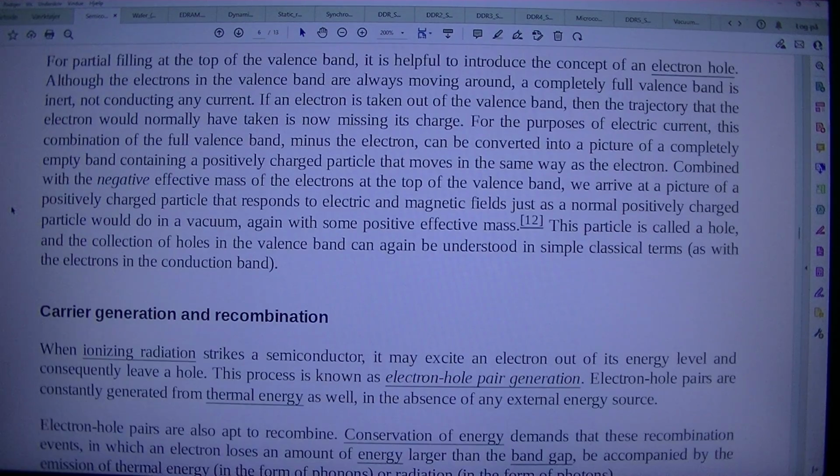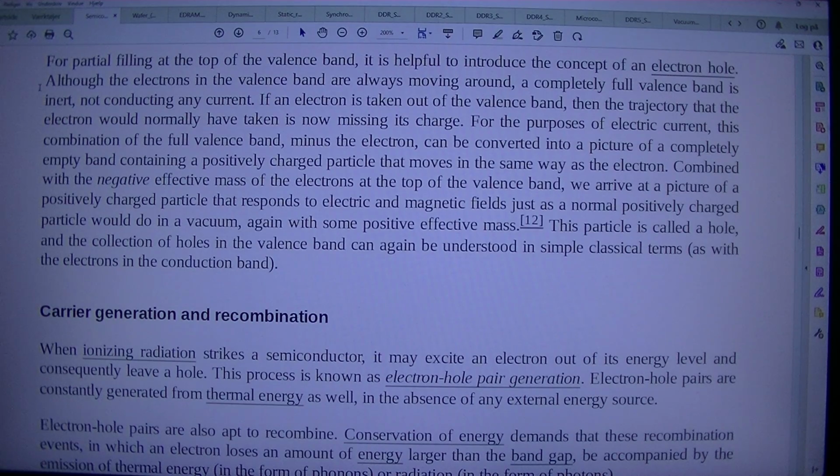For partial filling at the top of the valence band, it is helpful to introduce the concept of an electron hole. Although the electrons in the valence band are always moving around, a completely full valence band is inert, not conducting any current. If an electron is taken out of the valence band, then the trajectory that the electron would normally have taken is now missing its charge. For the purposes of electric current, this combination of the full valence band, minus the electron, can be converted into a picture of a completely empty band containing a positively charged particle that moves in the same way as the electron.